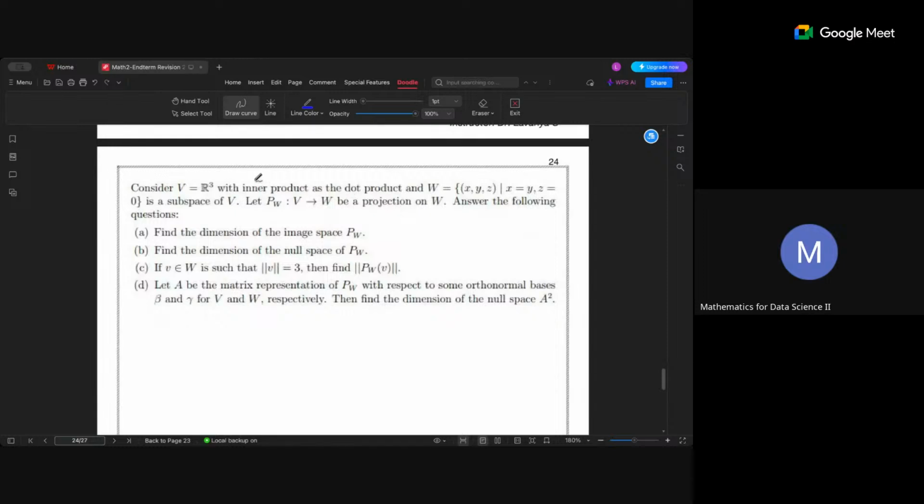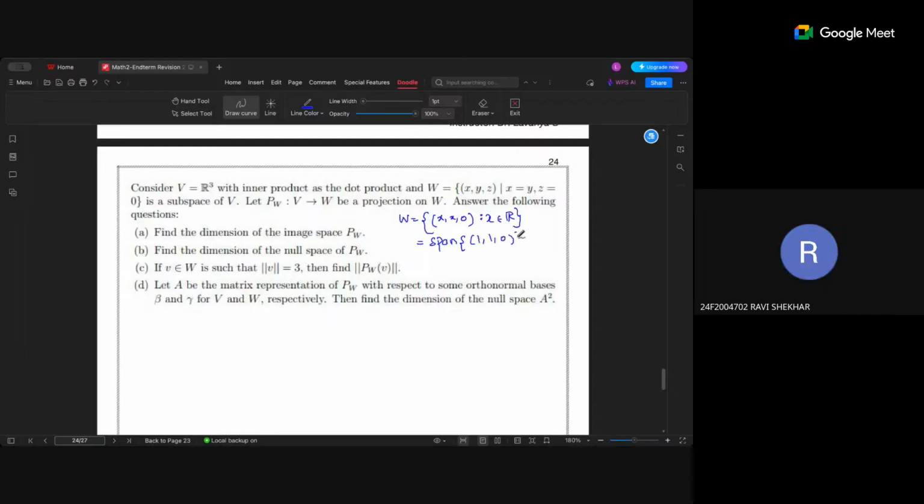Consider V equal to R3 with the inner product, the dot product, and you have W where X is equal to Y and Z is equal to 0. Now PW is a projection on W. First of all, let's decode W. W is the set of all X, Y, Z such that X is equal to Y. So you have X, X and Z is 0. So this is your space. Now this is nothing but the span of, can you tell which vector?